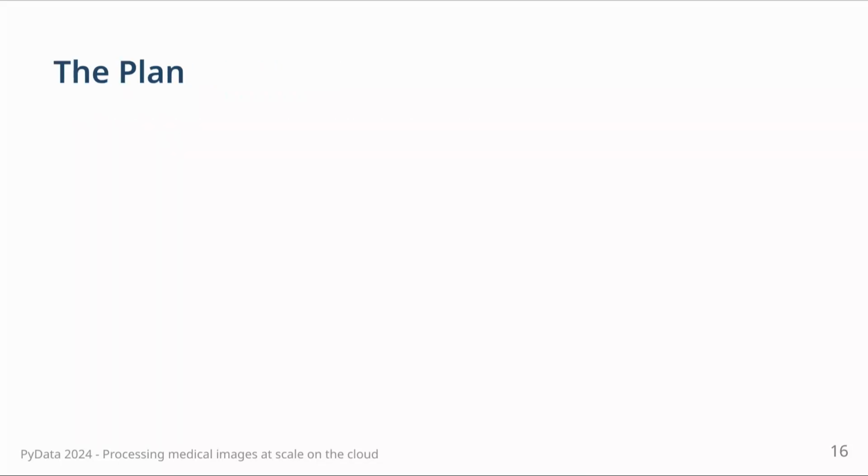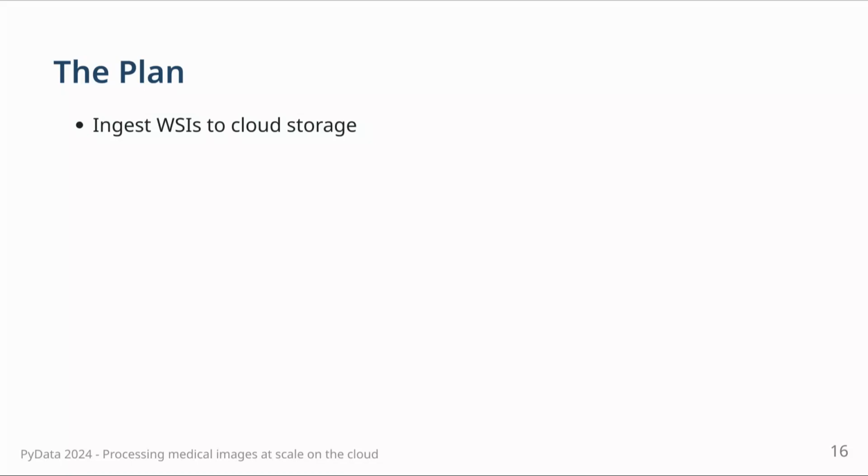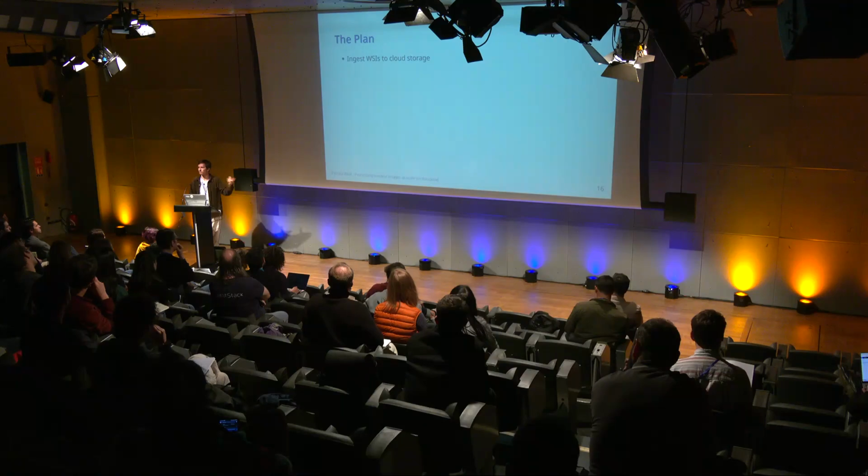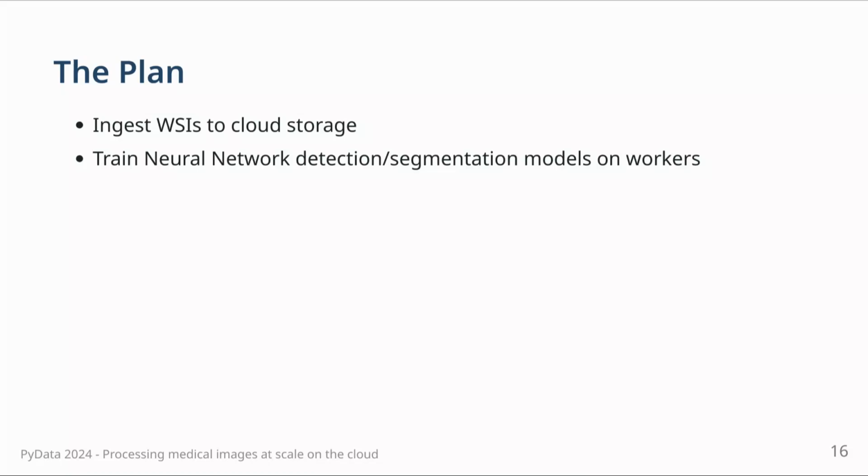So what is the plan? The plan is to ingest those images, those files, to cloud storage. In this case, we were using Azure, but you could use different cloud storage. Then train neural networks for detection, segmentation, and then you can use them using a deployed inference service, right? This is basically 101. So then the first challenge, how do you read these files?